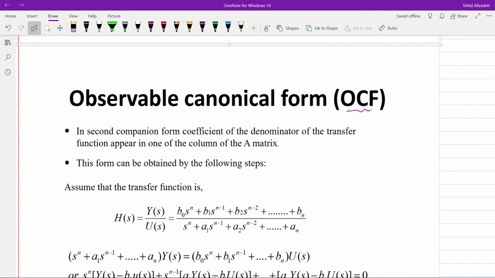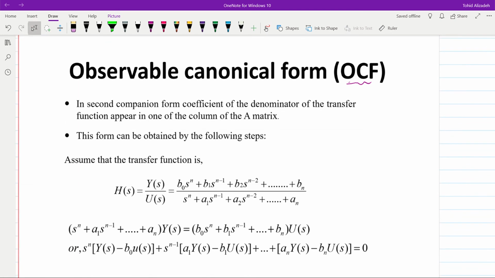Hello everyone. In this video we are going to consider the other two canonical forms for representing the systems in the state space domain. They are the observable canonical form and the Jordan canonical form. So first we start with the observable canonical form.